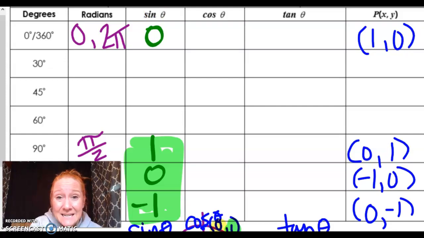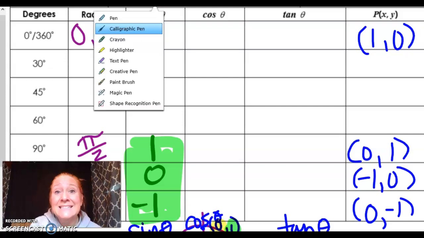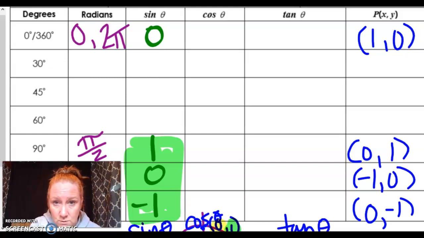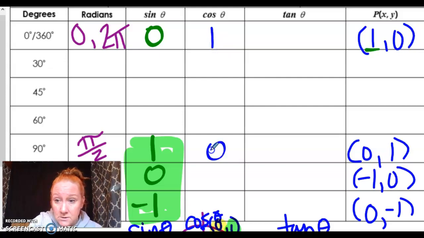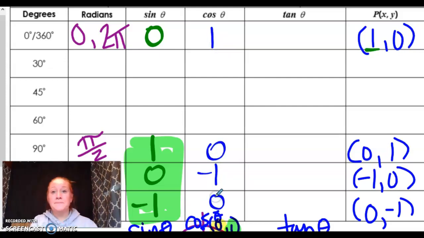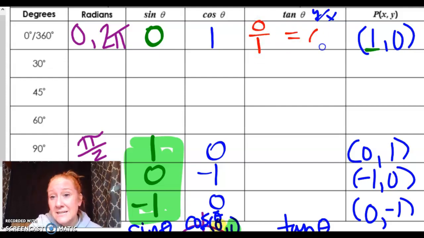Okay, then when we're looking at the cosine, that is the x value. Cosine because it's your adjacent. Okay, so the x value is going to be 1, 0, negative 1, and 0. So if you can put those together, that's going to be awesome. All right, now the tangent is always your rise over run, y over x. So it's going to be the sine over the cosine. Well, in this case, sine, so the y value is 0, the x value is 1, so your tangent is going to be 0.